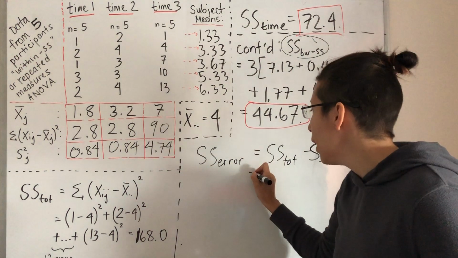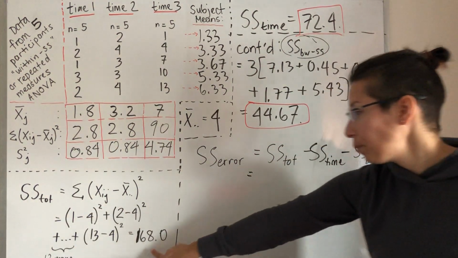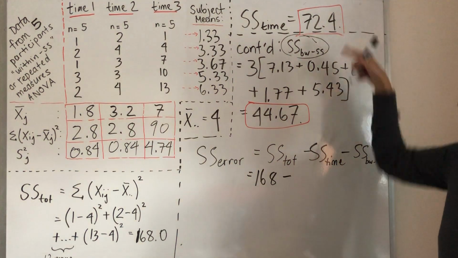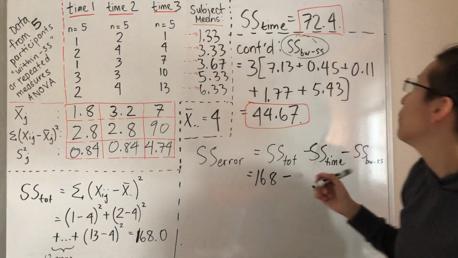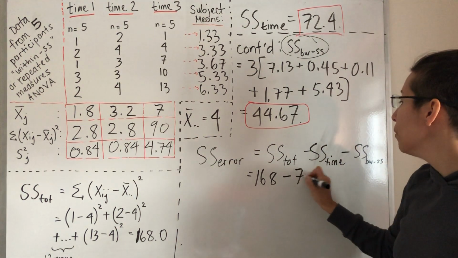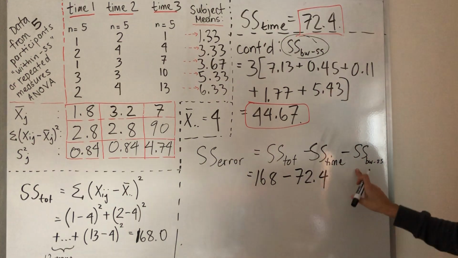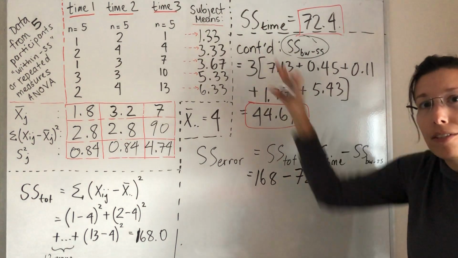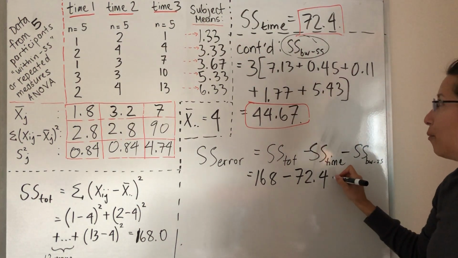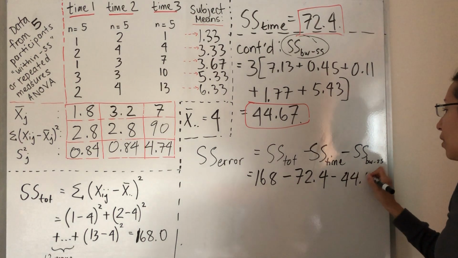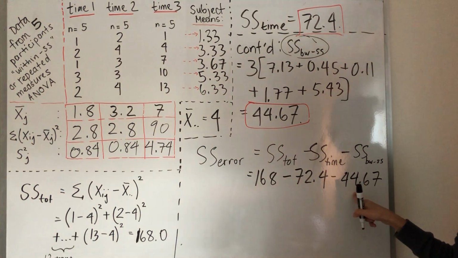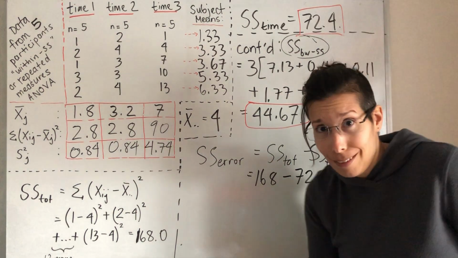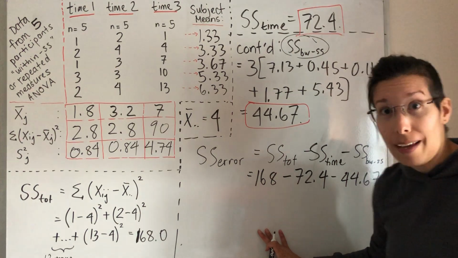So the way we would do that is we're going to take our SS total. That's 168. Then we're going to remove the effect, obviously, right? So that's SS time, so 72.4. And then we're also going to remove the variance due to the baseline individual differences, 44.67. That shouldn't be part of the error. We would love that to not be part of the error for between subjects, but that doesn't make any sense. So that's why it's a fundamentally different setup.